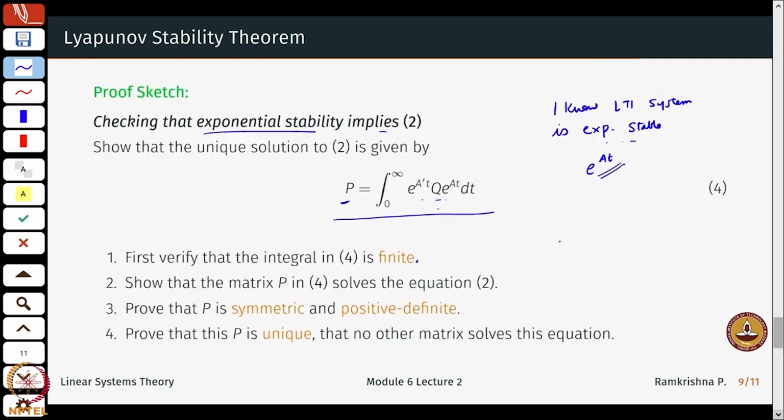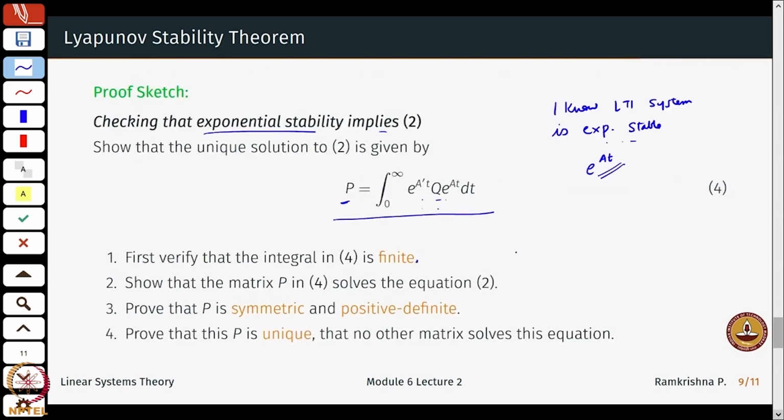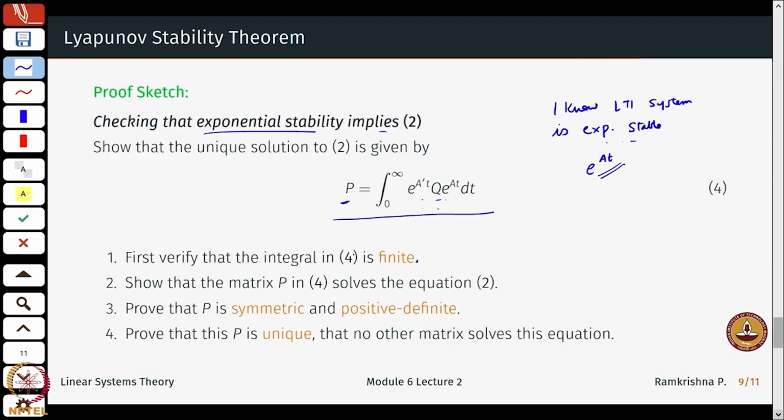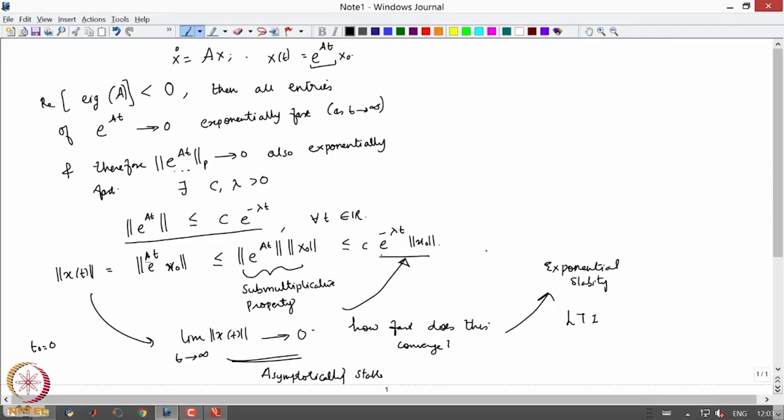Not only that, we also should show these extra properties, that this P, whenever it solves that equation, is actually symmetric and positive definite. Lastly, we also should be able to show that this P is unique, because I am looking here at a unique solution P to what I call the Lyapunov equation. So, what does stability mean? Given a matrix Q, can I find P which solves this equation such that this P is unique, symmetric and positive definite? Okay, let's do these steps one by one.